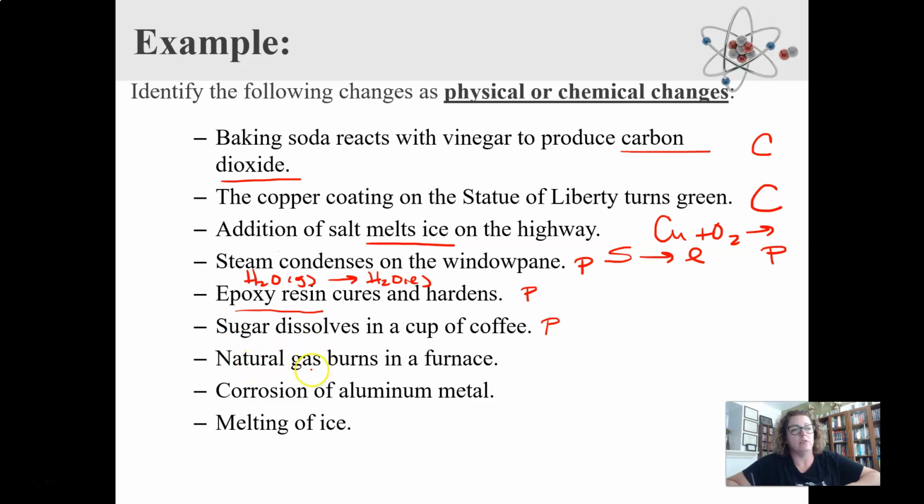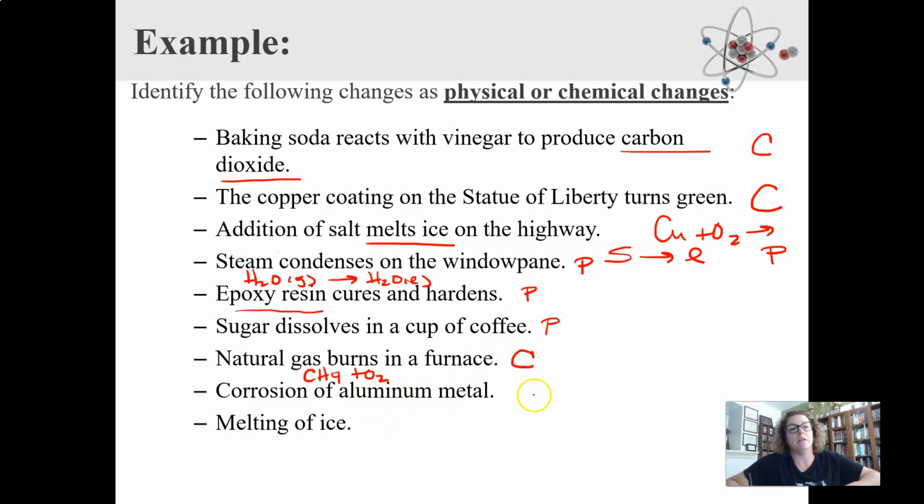Natural gas is methane, CH4, and it burns. And anytime we burn something, it means we're adding some oxygen to it. When you take a gas and react it with oxygen, you definitely produce something new. Most of the time, it's carbon dioxide and water, okay? I don't expect you to know a lot of what they produce, but just knowing that it produces something new means it's a chemical change.